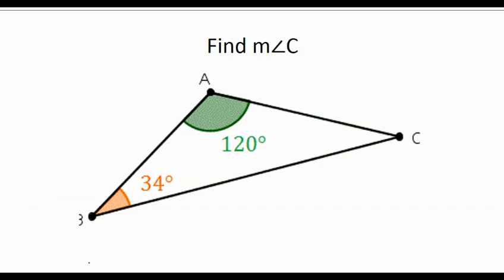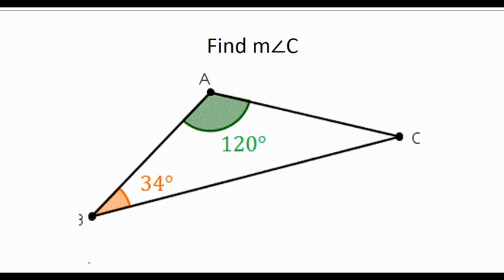Okay, let's talk about finding the measures of a missing angle of a triangle. So the most important thing you need to remember, that's going to be so important in this unit, and it's going to keep going and going, is this. All three angles of a triangle always add up to 180 degrees.